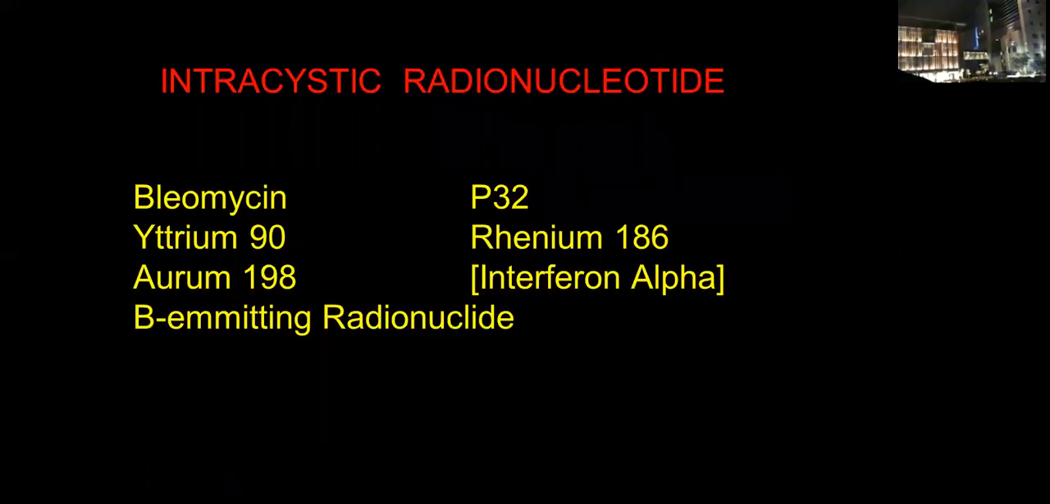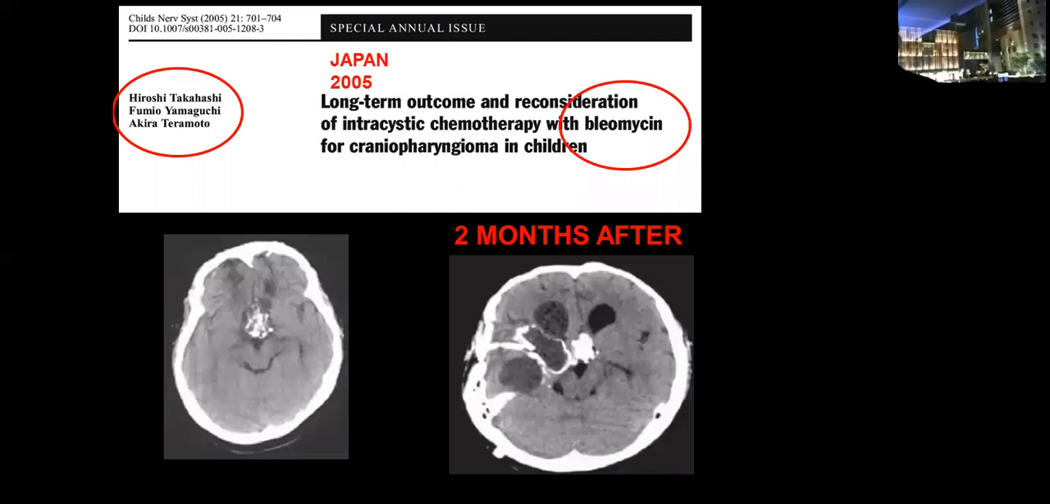So, what about intracystic radionuclide? I remember in my days, we were talking about yttrium-90, and then things evolved, phosphorus 32, bleomycin, and interferon, and so on. Some papers using bleomycin. Bleomycin is an antibiotic that was found to have anti-metabolite effect. So look at this. Bad result. It is not a good result, so you should not even publish this paper.